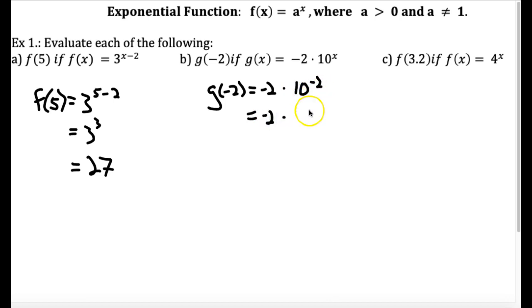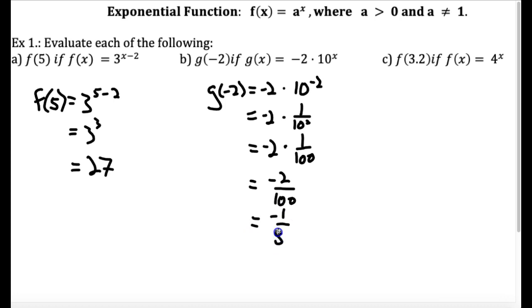So 10 to the -2nd power, if we're thinking about our exponent rules, is the same as 1 over 10 to the positive second. So that would be 1 over 100. So -2 times 1 over 100 would just be -2 over 100, or if we reduce that, -1 over 50. All right. And go ahead and try the last one as well here.